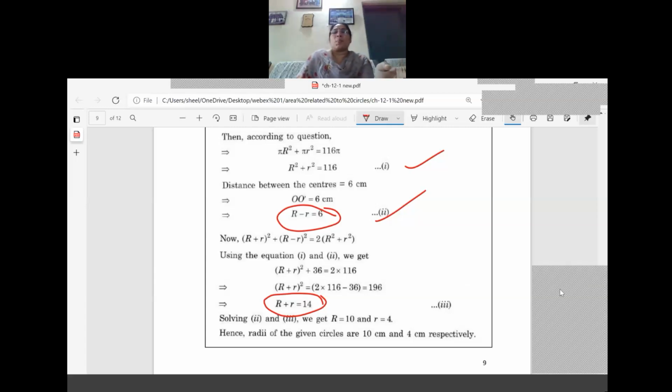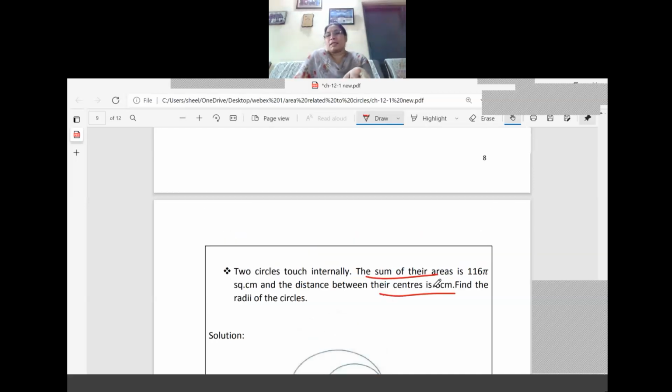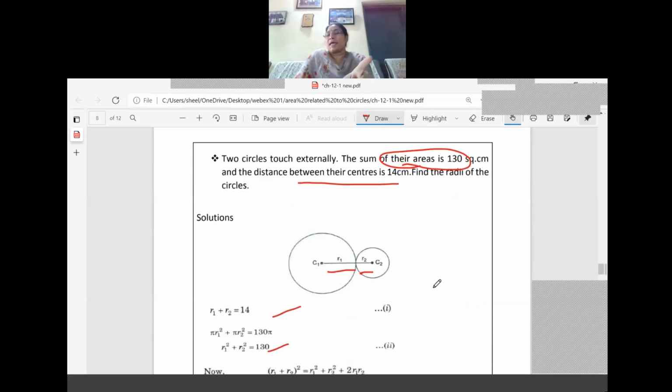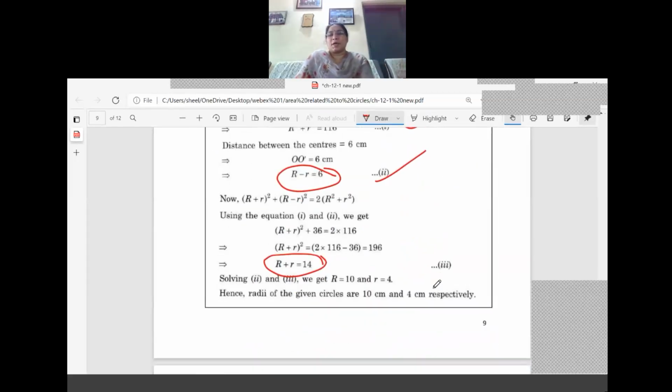So this question, what is given there? The two circles touch internally. What was the previous question? It was externally. So the formula is same only. Area of the circles we are using, but a slight difference in the question is there. So that is the next application level that you can expect in this chapter.